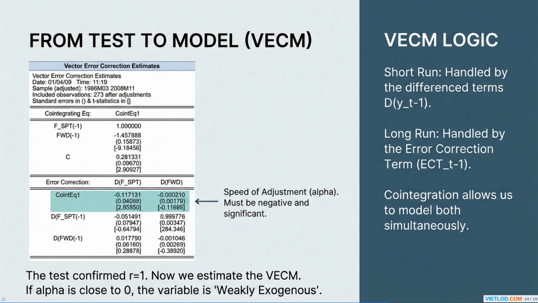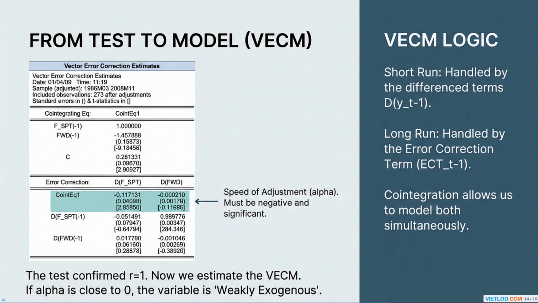The coefficient on this term, often called alpha, is the speed of adjustment. It tells us how quickly the variables correct back to equilibrium. For the system to be stable, this coefficient must be negative and statistically significant.